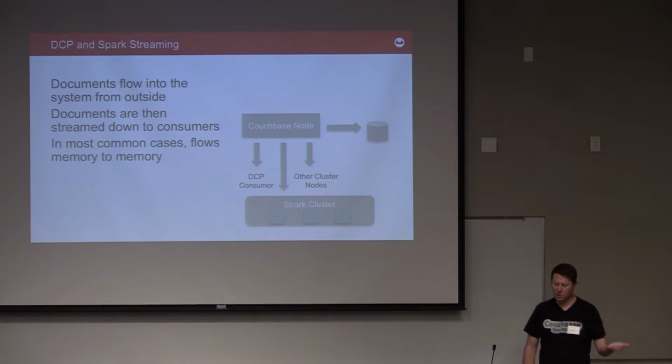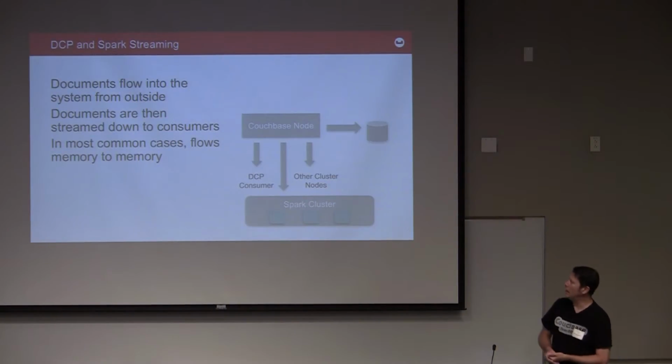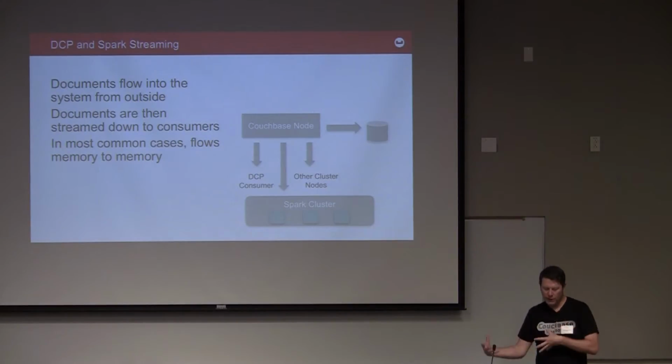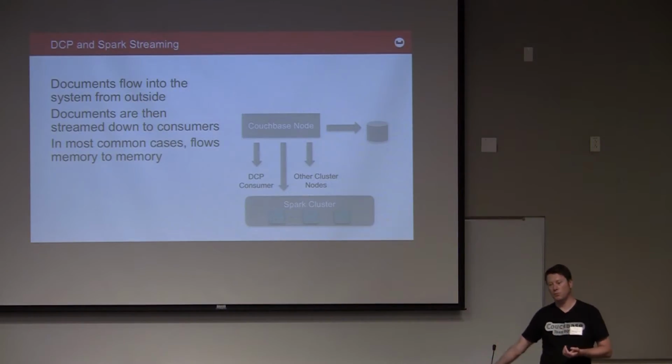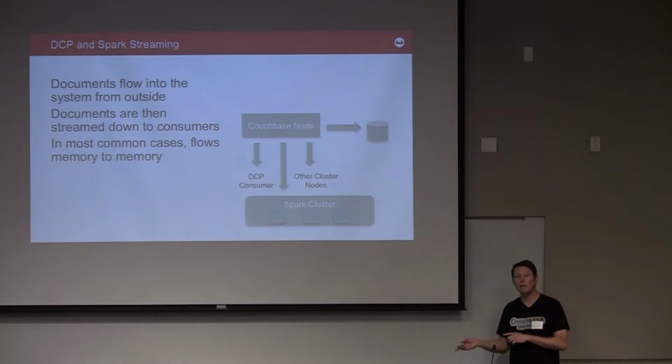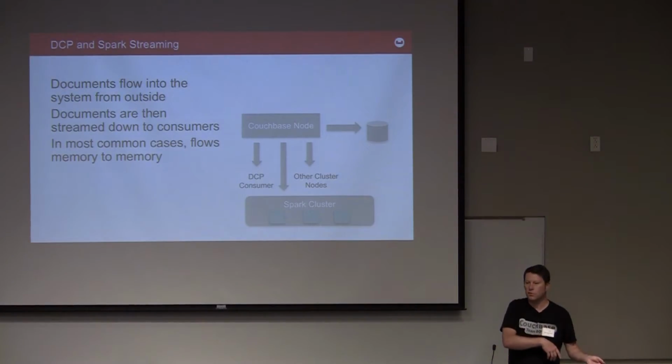So with DCP and Spark streaming, you can picture that as documents are flowing into the system from the outside, we need to send them down to other consumers. That consumer might be Spark, that consumer might be another system. Maybe Spark's just in the middle, as we showed in the second use case, as a way to get it into Hadoop, for example.